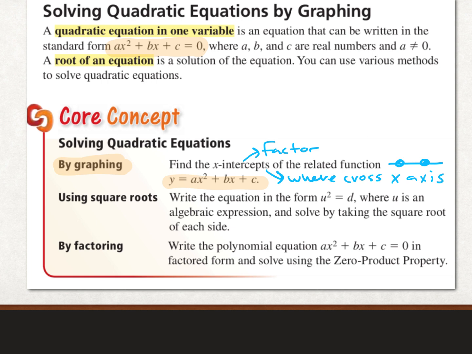We can solve quadratics by using square roots. So we would write the equation in this form, where we get the squared term all by itself. So we would isolate the squared term, and then we'd solve by taking the square root to get rid of that squared term. And then we can also solve by factoring. So we would put it in standard form and then factor it normally.